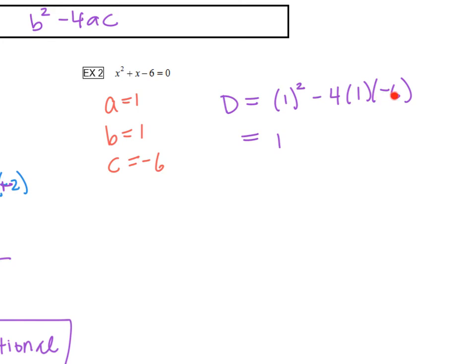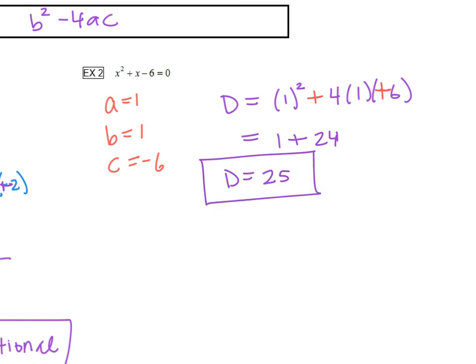I have a negative and negative. If you have two negatives, you know that those two negatives will turn out positive, which just tells me it's going to be 1 plus 4 times 1 times 6 is 24. So our discriminant is 25.